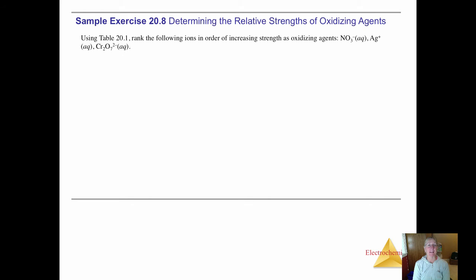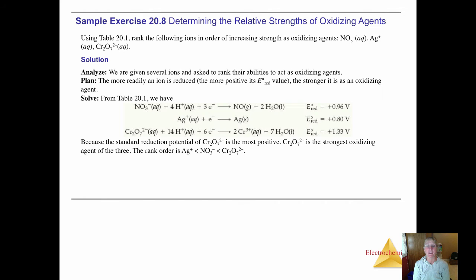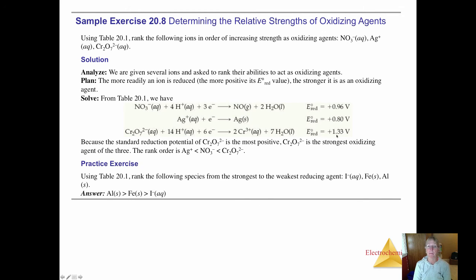On 20.8, what we're going to do is simply look at these three ions and rank them in order of their strength as an oxidizing agent. So if you look these up on the table, as written, they're all being shown as reductions, and the voltage over on the right-hand side is what we call the reduction potential under standard conditions. Whichever one is the biggest and most positive, that's the strongest oxidizing agent. So I think you can see this is pretty easy. I would rank the dichromate ion as the strongest of the three.